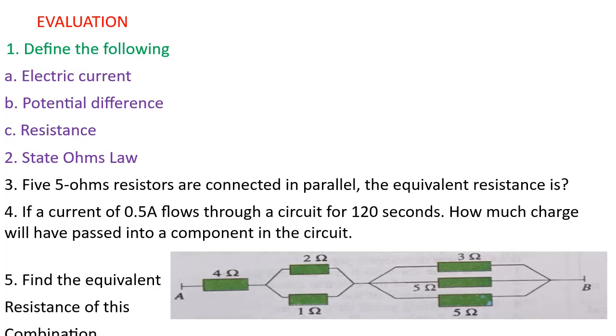Lastly, number 5. Find the equivalent resistance of this combination. That's the diagram you're seeing on the screen. If you look at the diagram very well, you discover that we have 2 parallel connections. The first parallel connection is the 2 ohms and the 1 ohm. You have to resolve them first, and also resolve the 3 ohms, the 5 ohms, and the 5 ohms. They are also in parallel connection. Resolve them, and when you resolve them, you now discover that everything will be in series. Therefore, you can get the combined resistance or the equivalent resistance.